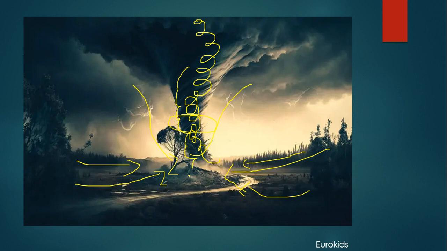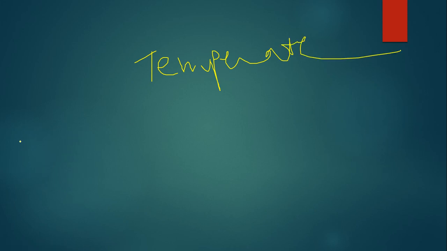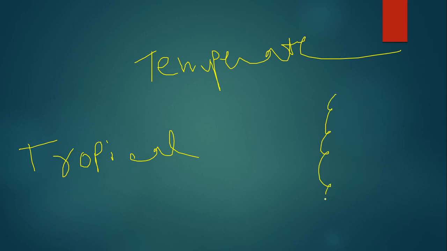Tornado is a regular phenomenon in the case of the temperate areas. It is not a very regular and prominent phenomenon in the case of the tropical belt. Now, why? In the case of the tornado, what happens? The cloud is touching the ground. Say, for example, this is the cloud. So the cloud is touching the ground by making a spiral.